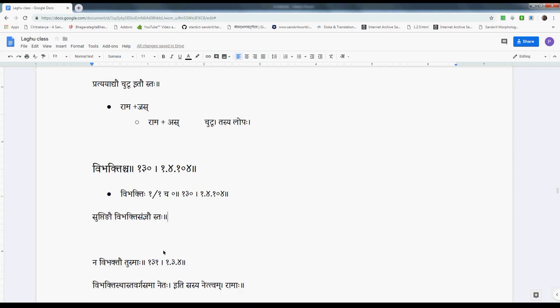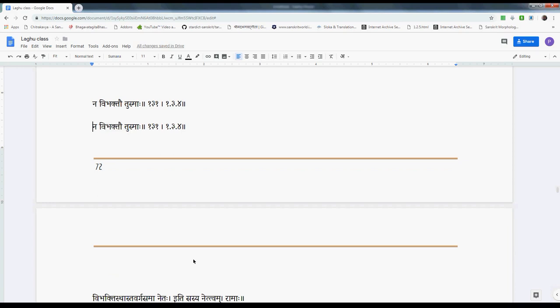What about that vibhakti sanya? What is the applicability of this sanya? That applicability sutra comes next in the it prakaran itself. There is a usage of this sanya vibhakti, which says: na vibhakto tusmaha.